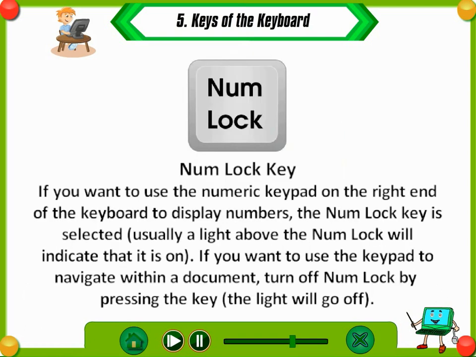Numlock key. If you want to use the numeric keypad on the right end of the keyboard to display numbers, the numlock key is selected. Usually, a light above the numlock will indicate that it is on. If you want to use the keypad to navigate within a document, turn off numlock by pressing the key. The light will go off.